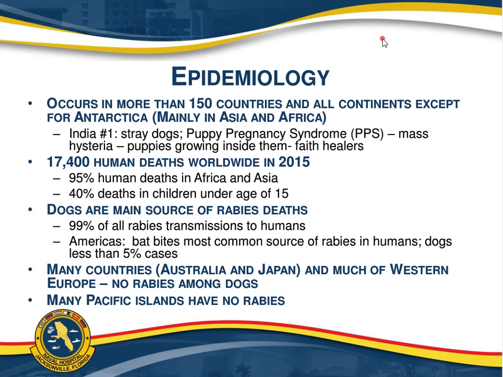There were 17,400 human deaths worldwide in 2015. 95% of human deaths were in Africa and Asia. 40% of deaths were in children under age 15. Dogs are the main source of rabies deaths, and that's usually not in the United States. That's usually Africa. So if you see a stray dog walking around, no matter what it looks like, do not pet it.